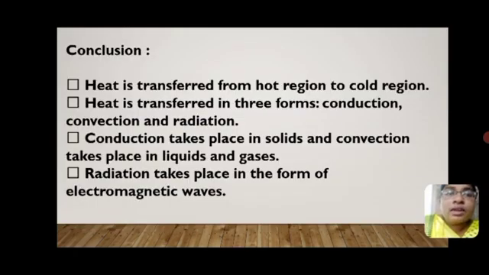Conclusion. Heat is transferred from hot region to cold region. Heat is transferred in three ways: conduction, convection, and radiation. Conduction takes place in solids and convection takes place in liquids and gases. Radiation takes place in the form of electromagnetic waves.